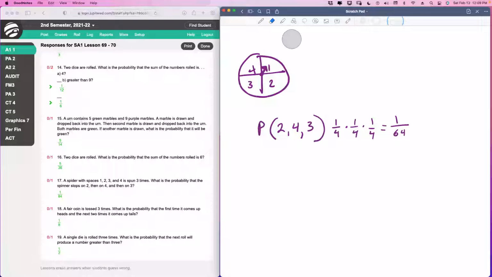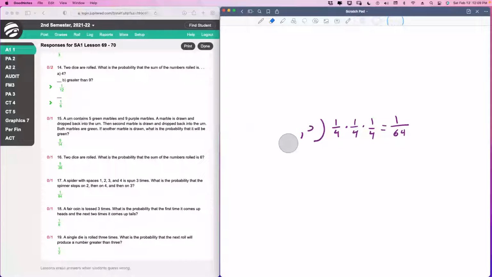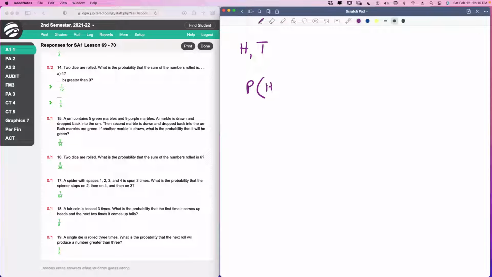All right. Let's erase that. A fair coin. Okay, so we got 2 possibilities, heads or tails. It's tossed 3 times. What is the probability that the first time it comes up heads and the next 2 times it comes up tails?